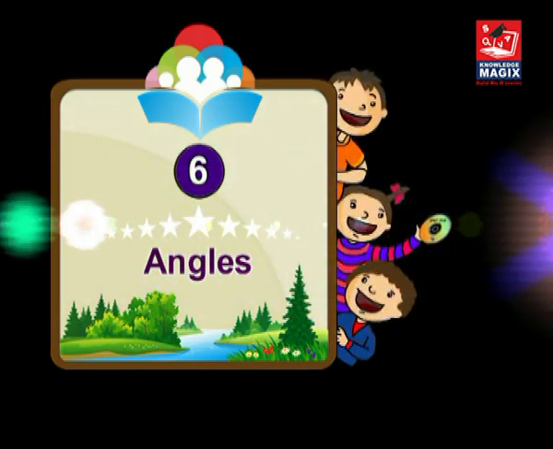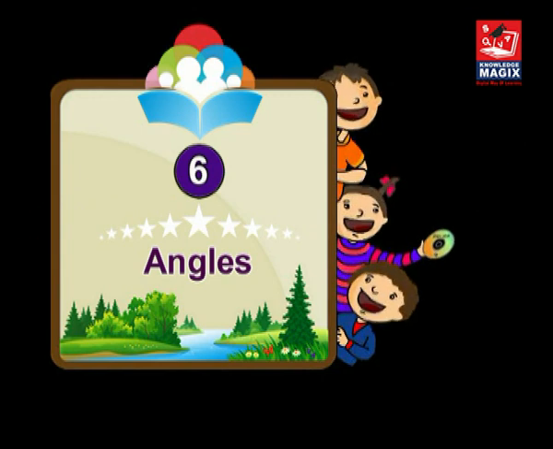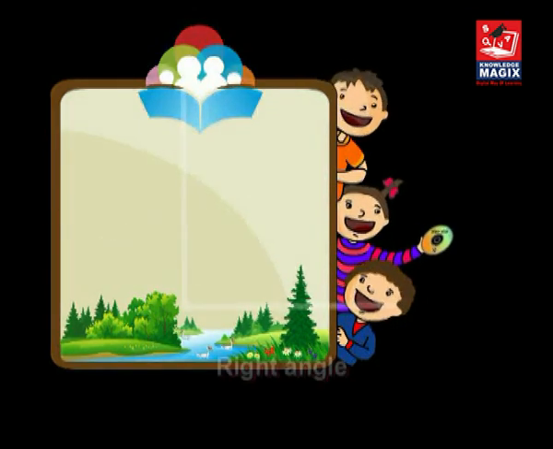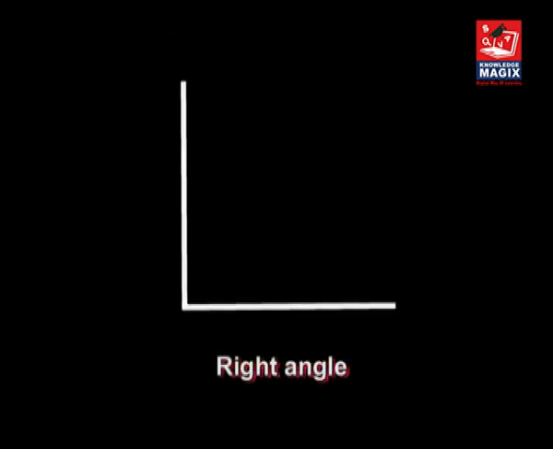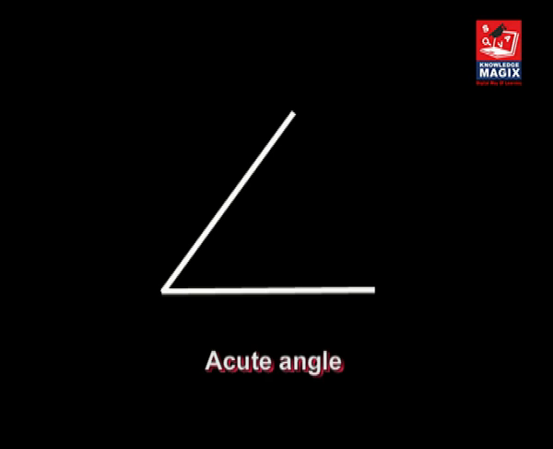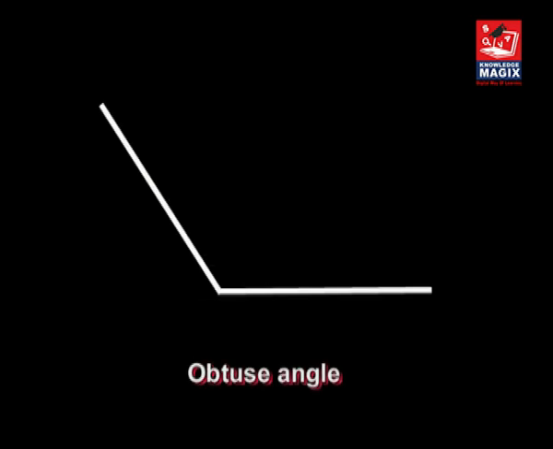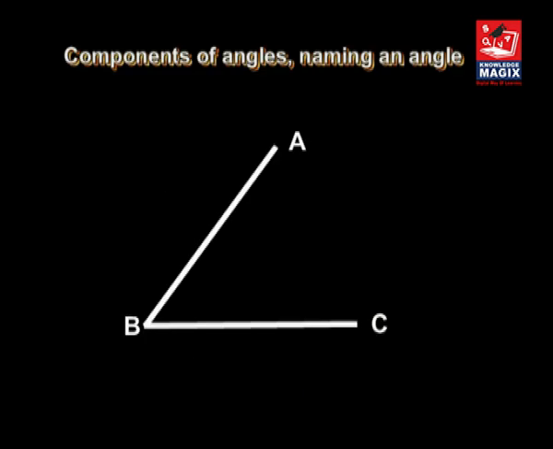Lesson 6. Angles. Look here, children. What type of angle is it? It is a right angle. What about this? This is an acute angle. And this one? Obtuse angle. Correct. So now we'll see the components of angles and naming of an angle.